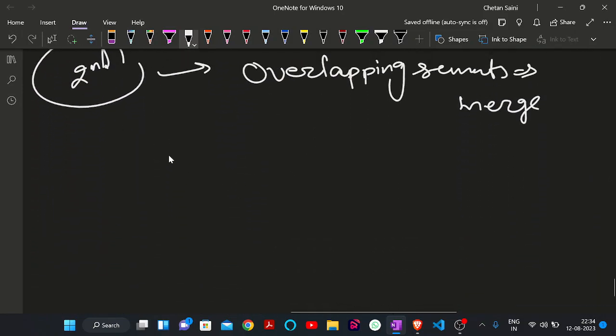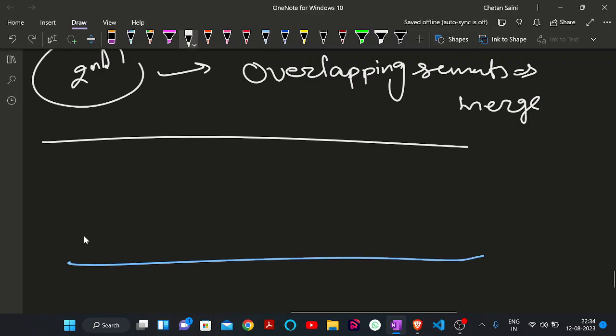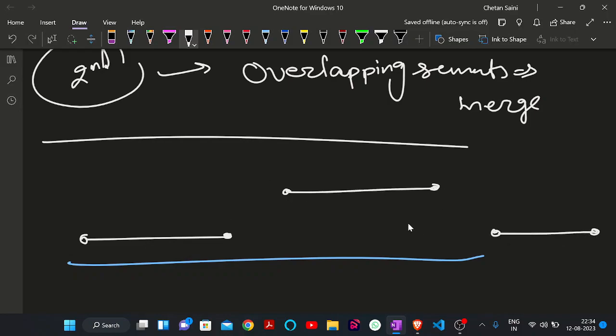Now after that, we do not have any overlapping segments, because we have merged all overlapping subsegments. So that means this is our number line. The portions of segments will look something like this: there is one segment, then this one, then this one, because there will not be any overlapping subsegment.